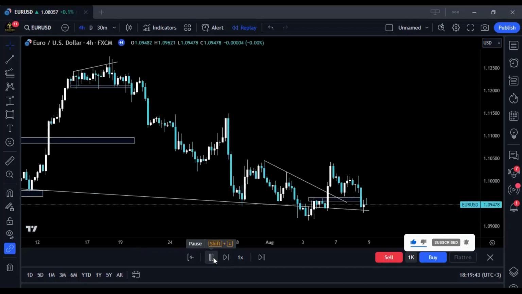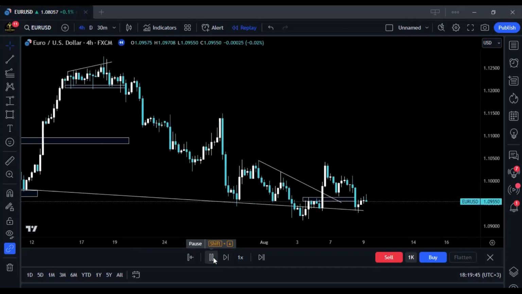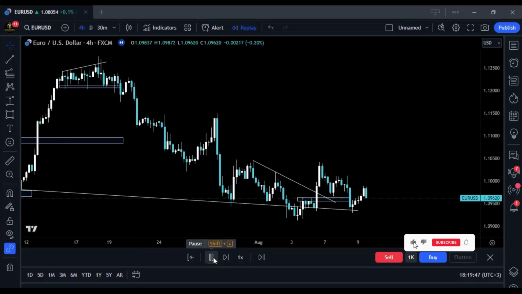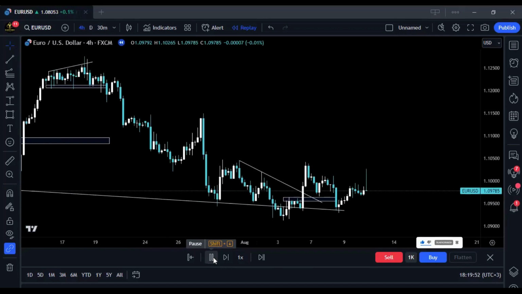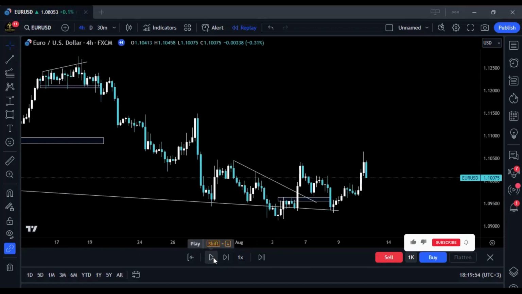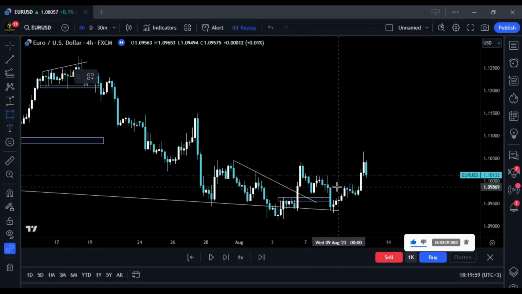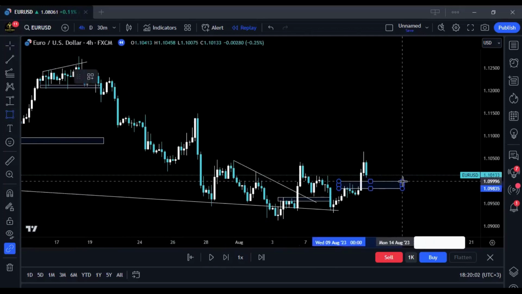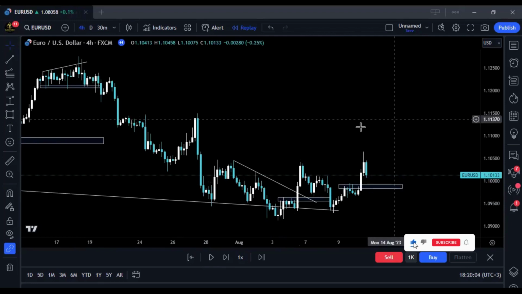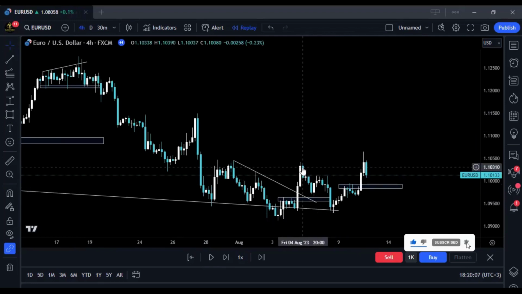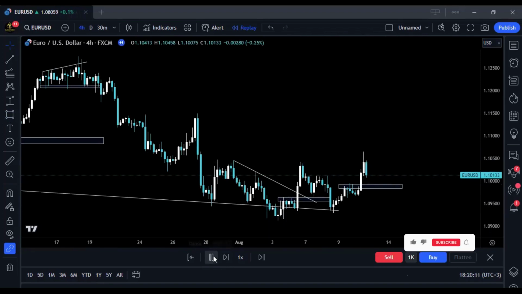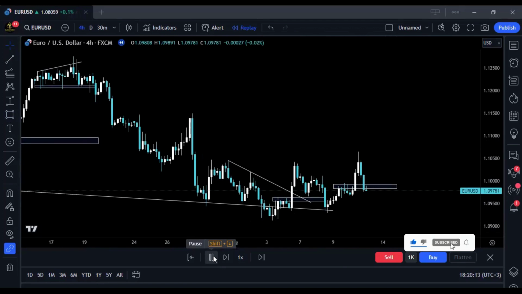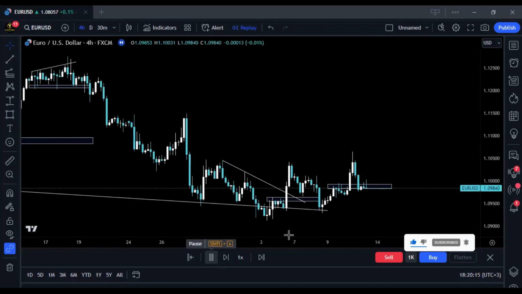Oof, prices pushed past that like it's nothing. Okay, so kind of a range. Okay, so prices are now back bullish. Because this was the most recent high, prices passed that high, creating a higher high. So let's see. Okay, prices came back down. Where are we now?